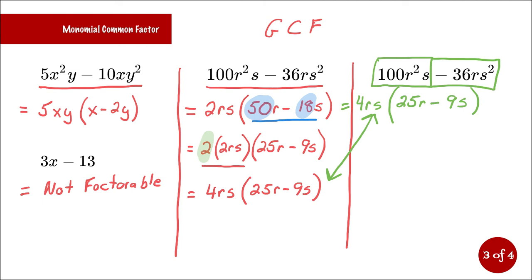You can multiply that out again to check it. So 4rs times 25r is 100 r squared s. Multiplying the second term, and you will get back to the beginning as long as you've done it correctly. So the check equals the original, so I have found the greatest common factor.